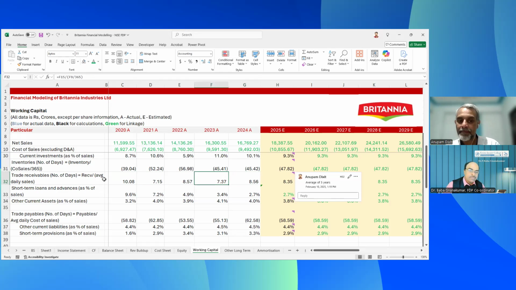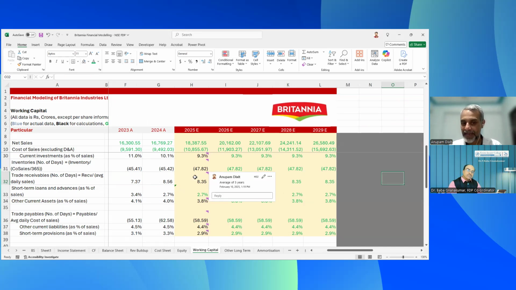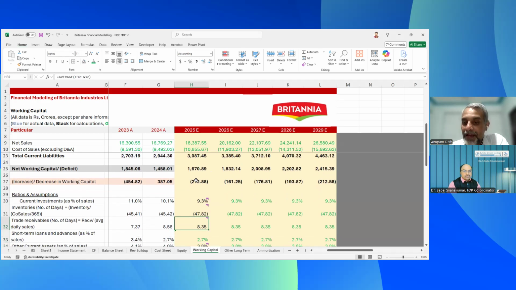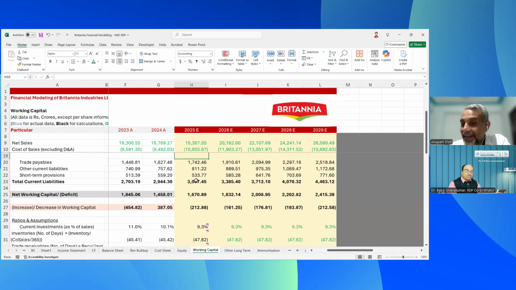So for future years, we have just taken the average of these 5 years and used that average to calculate the next year's value, right? So 8.35 is the average here, and later on it is linked to these previous years. Now, if 8.35 is the number of days of receivables in 2025, what would be the absolute term trade receivables? That is what we need to calculate and take into the balance sheet, right?